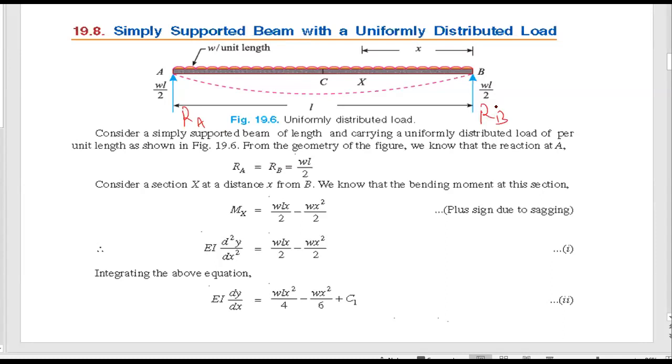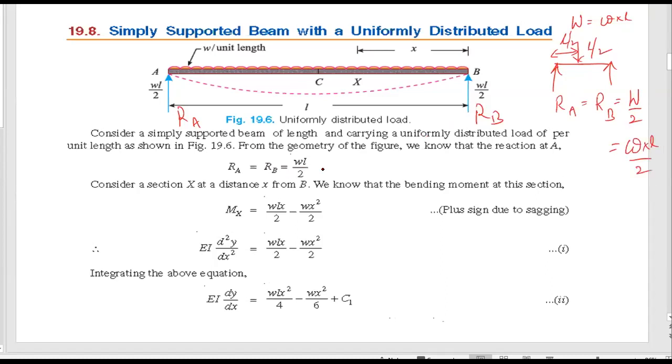I need to find out the reaction forces at RA and RB. Therefore, I need to convert the UDL into a point load whose magnitude will be small w into L, and the point load will be acting at the center of the span. Therefore, RA is equal to RB, which is equal to capital W by 2, where capital W is small w into L. So the RA value and RB value is small w L by 2.